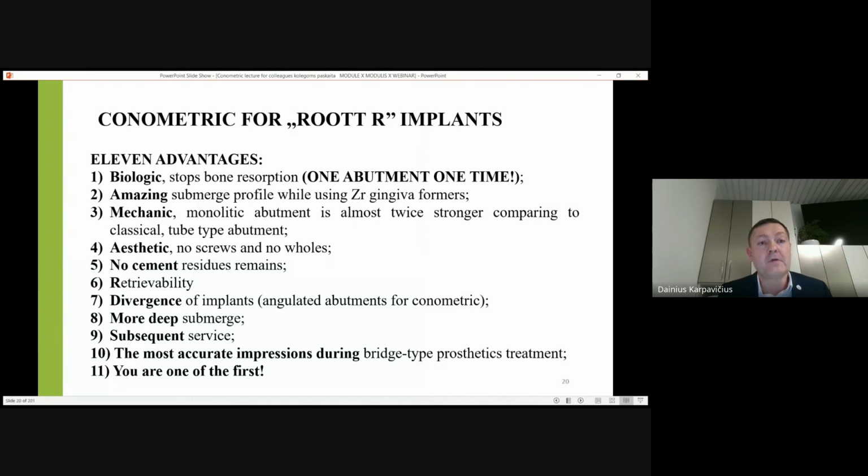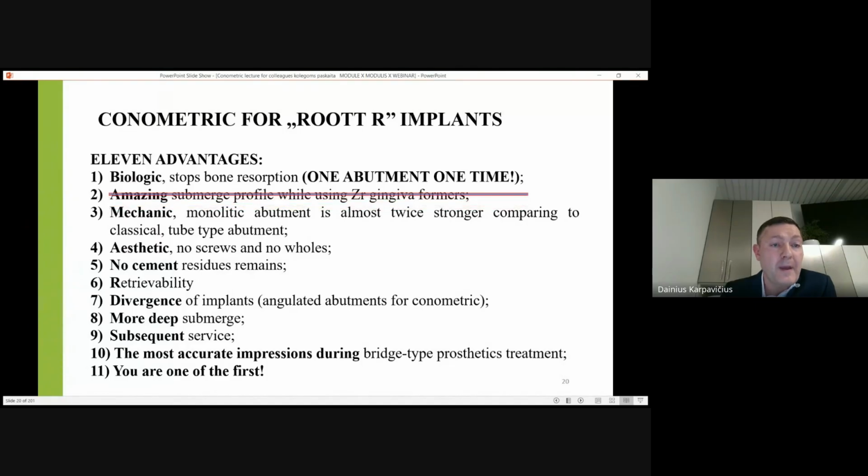And for myself, I found a lot of advantages comparing to all other methods that I described previously. Of course, as I said, every method has its advantages and disadvantages, but when we're talking about single crowns, when we're talking about one line bridges, for me, this type of prosthetic treatment is one of the best. So for today, as you see here, I found even 11 advantages, and I will quickly try to go step by step through all of this.